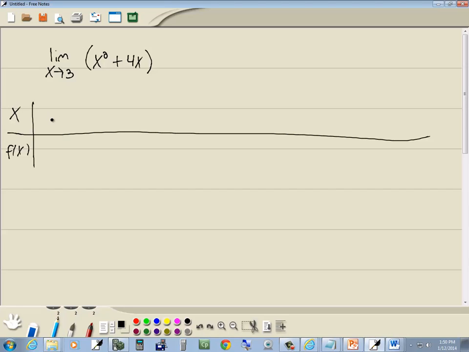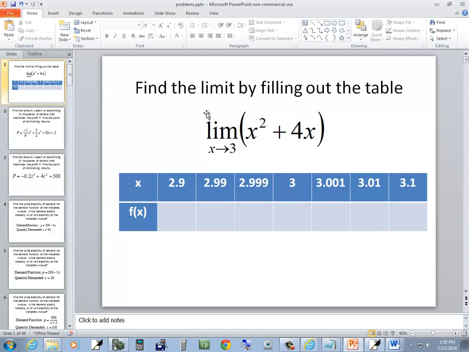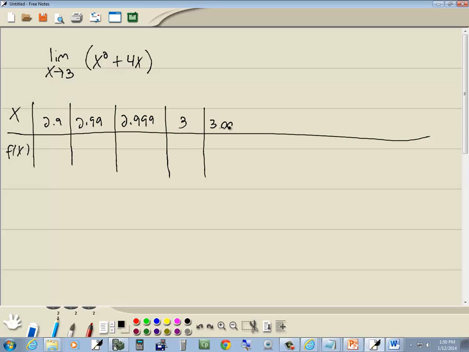And we got x, f of x, and we got 2.9, 2.99, 2.999, and then this is the one we want to find. Then on this side, we got 3.001, 3.01, and 3.1. Now you could do this the hard way and do it by hand. I'm going to show you how to do it on the calculator.